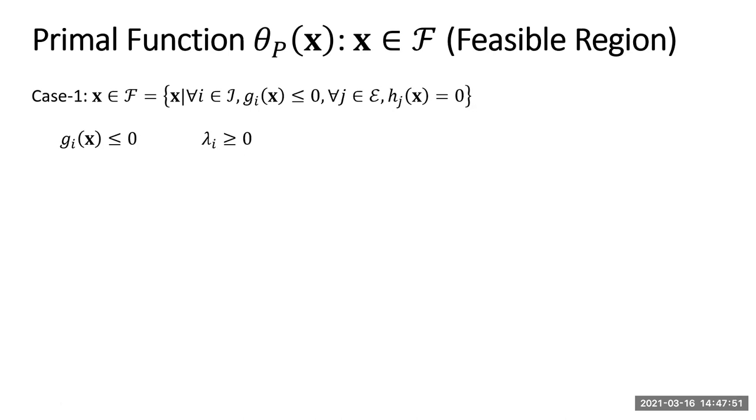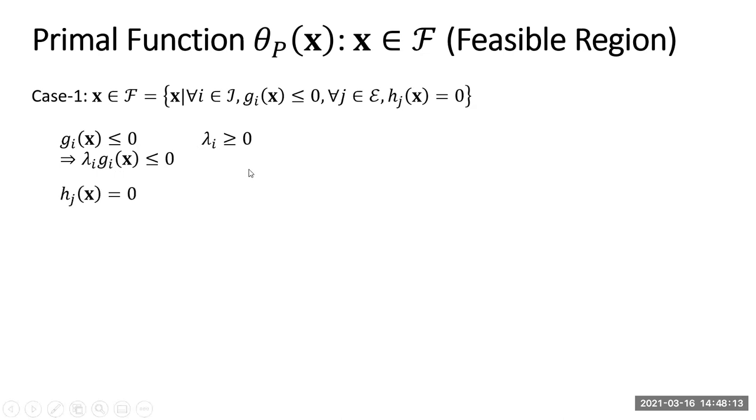So g_i(x) is less than or equal to 0, and lambda_i is greater than or equal to 0. What happens when we multiply g_i(x) and lambda_i together? What will be the sign? It will be negative or 0, non-positive. So this implies that lambda_i g_i(x) is less than or equal to 0.